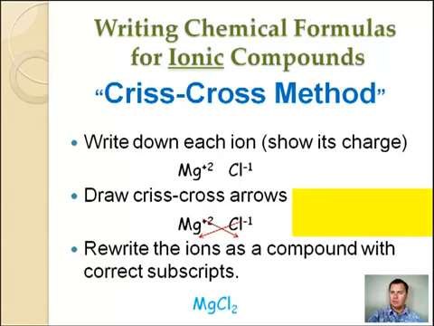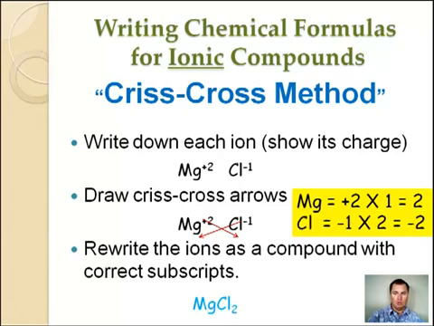So let's check ourselves on this. Magnesium has a +2 charge. We have 1 of those, so it's going to be 2. Chlorine has a -1. We have 2 of those. 2 plus -2 is 0. Pretty simple.